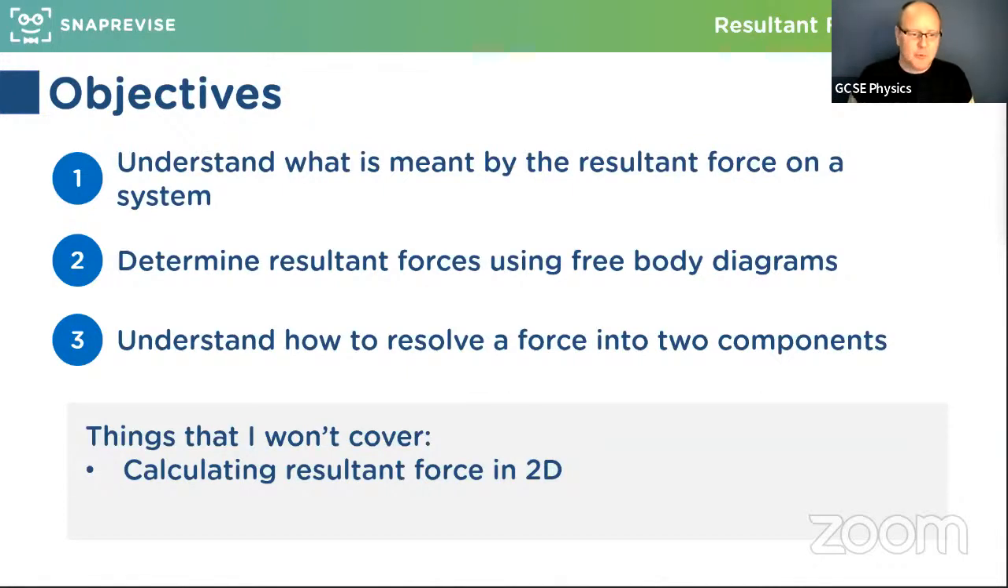So the objectives for today are that you should understand what's meant by a resultant force on a system, determine resultant forces using a free body diagram, and also understand how to resolve a force into two components. So if we have a force at an angle, we can turn that into a force vertically and a force horizontally, 90 degrees to each other. We're not going to be covering, it says here, calculating resultant force in 2D. What that kind of means is basically forces in more than one plane. So imagine all the forces we're going to be looking at are forces you could draw on the same plane, on the same piece of paper. So we're not looking at three dimensions.